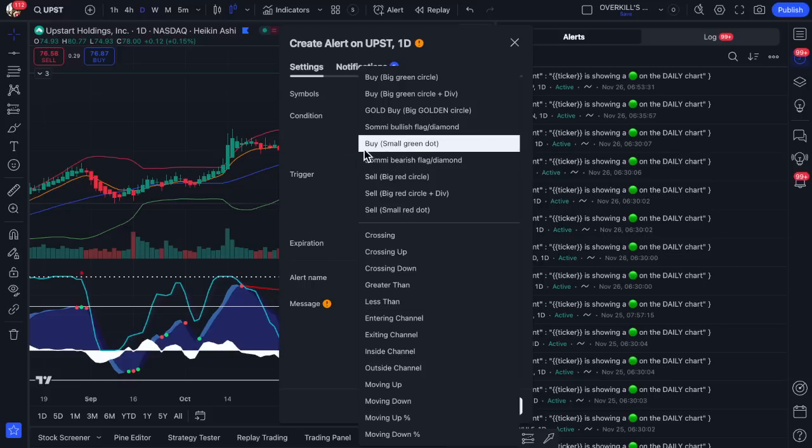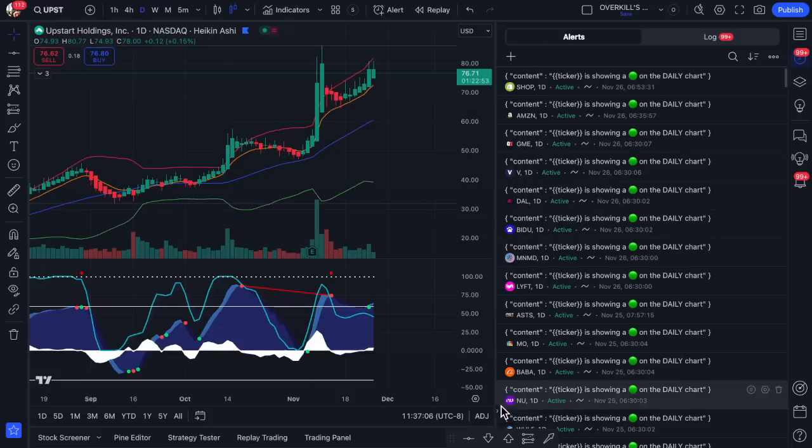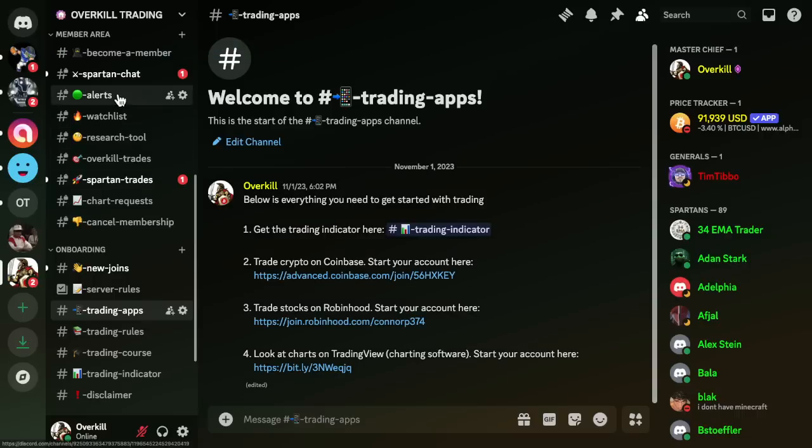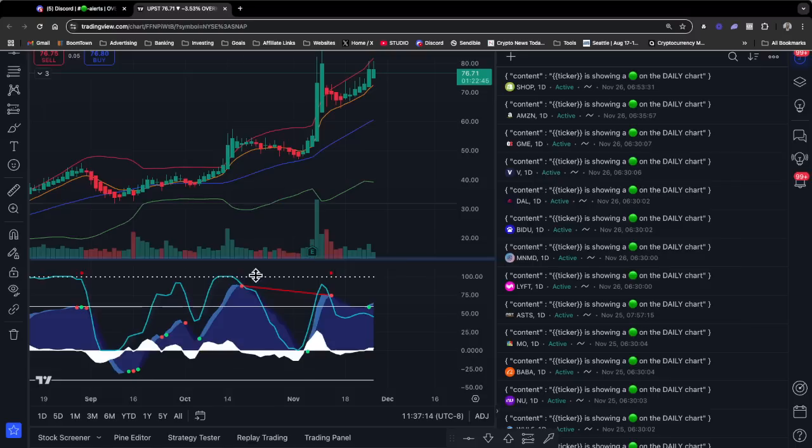If you want to set the buy alerts, I set the buy alerts for the small green dot on the indicator, and you can put whatever message you want here. They'll send you an email saying, hey, UPST is showing a daily buy signal on the daily chart. I have to put this code in here, because that code is what calls it out over here to the Discord.